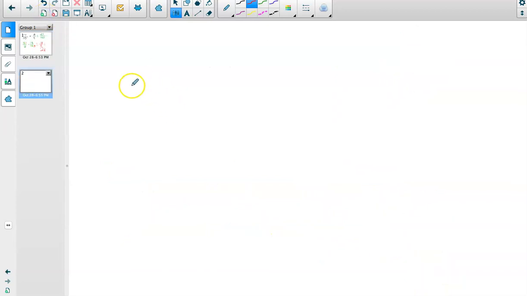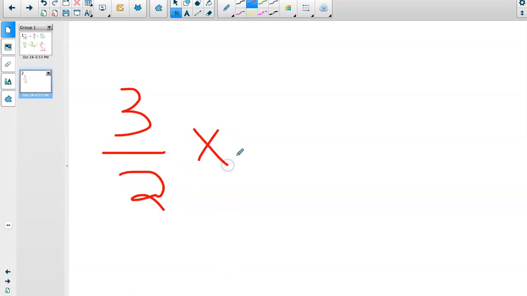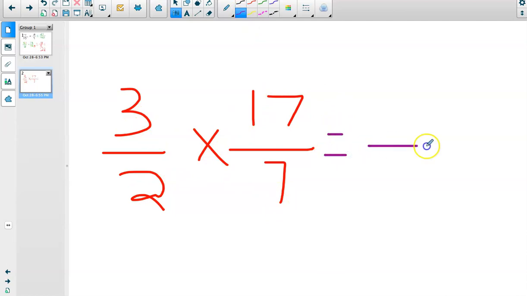Now let's go 2 impropers multiplied by each other. Let's go 3/2 times 17/7. So likewise, I'm looking at the butterfly method. 2 and 17 can't reduce them. 3 and 7 can't reduce them. So we're just going to multiply straight across.